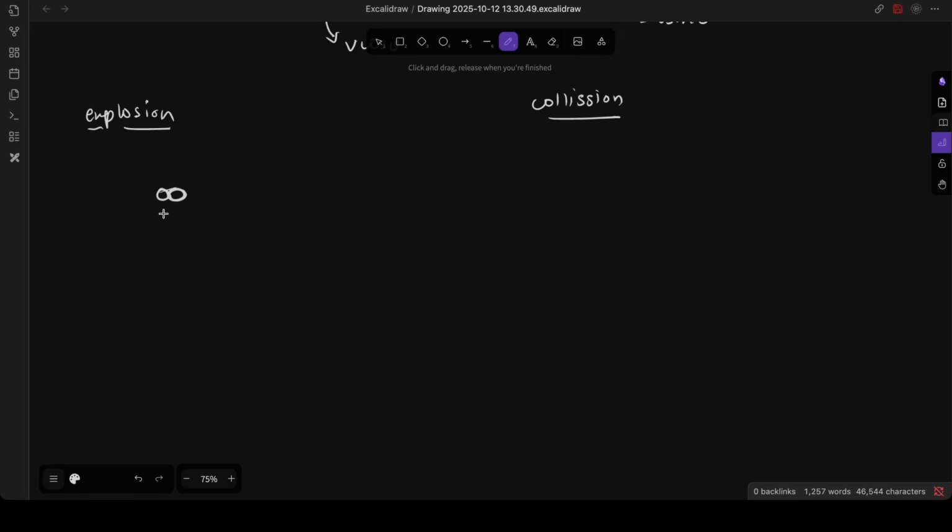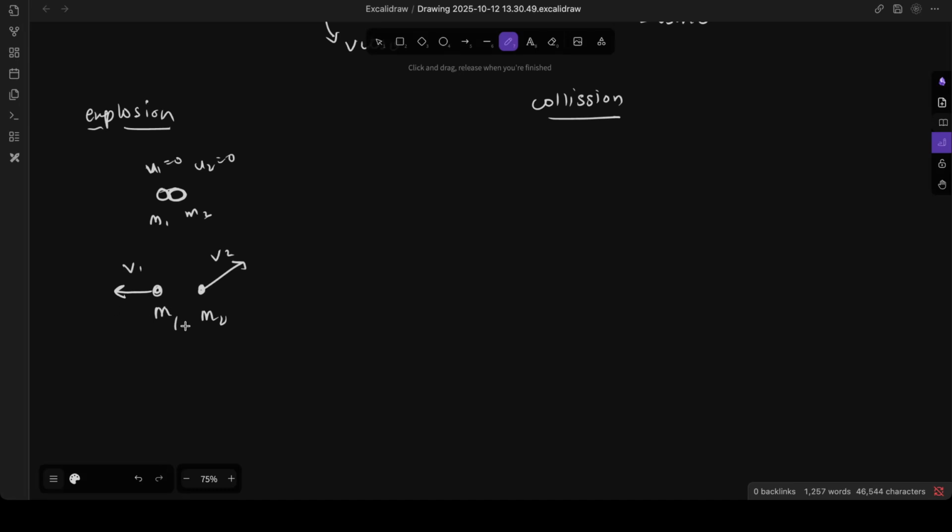Let's consider a scenario. Let's have two bodies, mass m1 and m2. They are together. That means they are at rest right now, and the velocities u1 is 0 and u2 is also 0, and then there will be an explosion. That means your body with mass m1 will go somewhere with v1, and your body with mass m2 can go somewhere with v2.